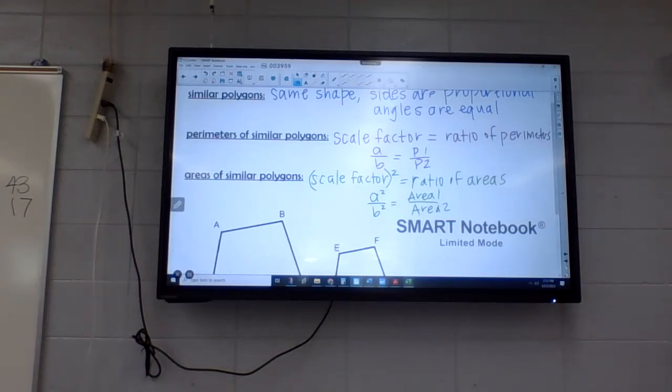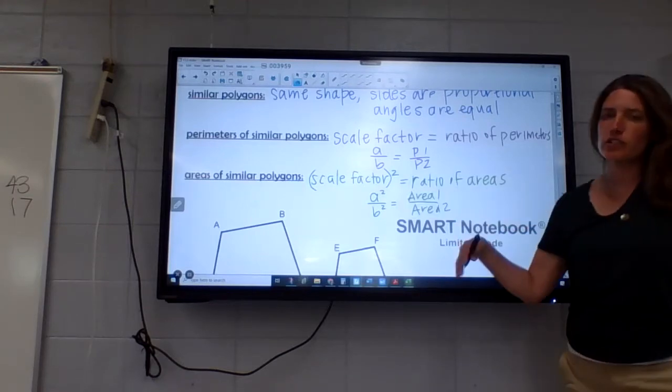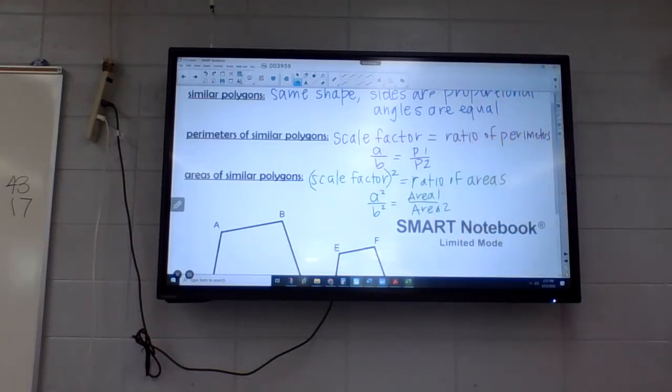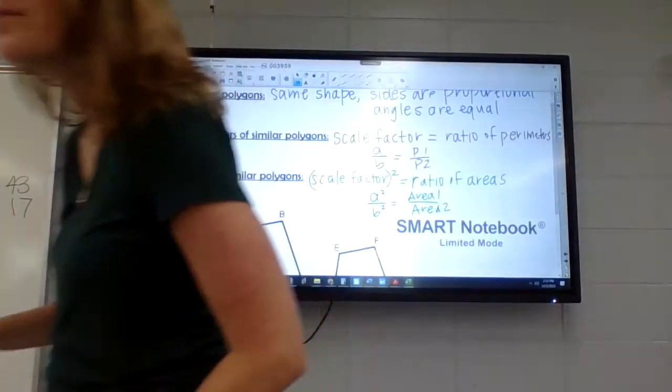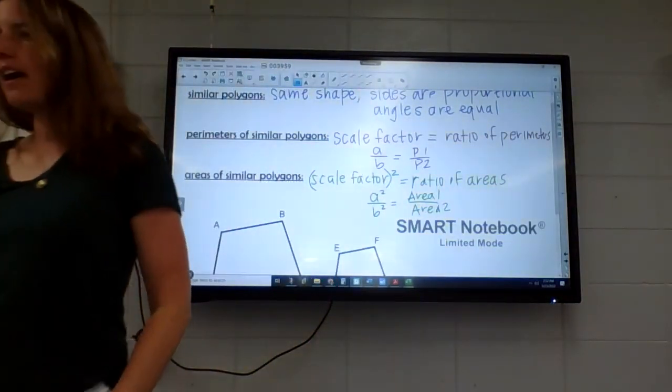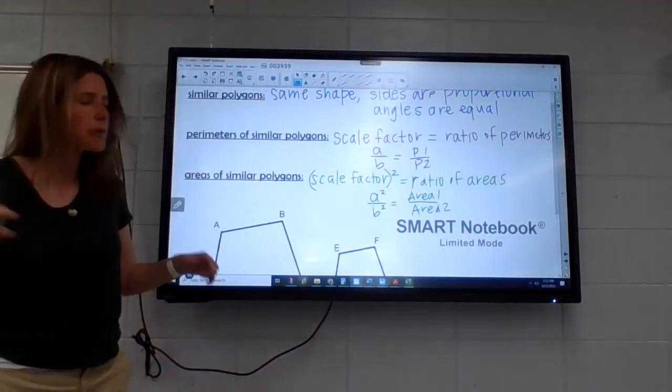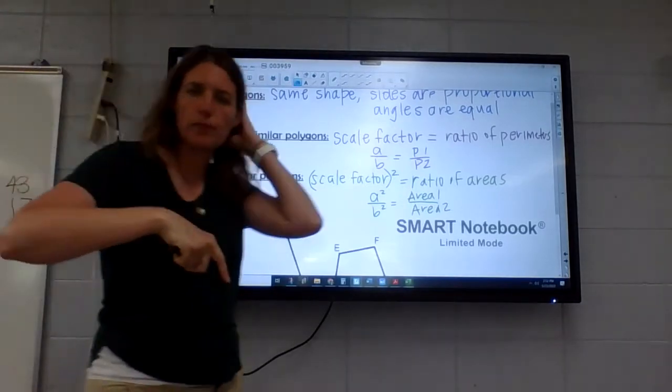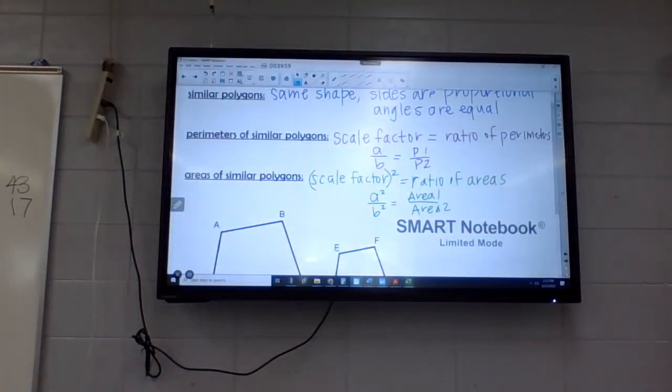So the areas of similar polygons is we take this scale factor and square it. I'll show you guys how that works in the warm-up. I figured it out now that I wrote that out. No, the scale, so I'll show you in a second. So you don't square the areas, you square the scale factor. So write this out and then we'll go back to the warm-up and kind of connect that.